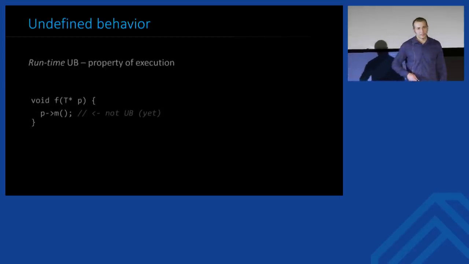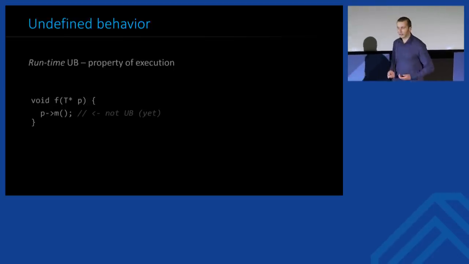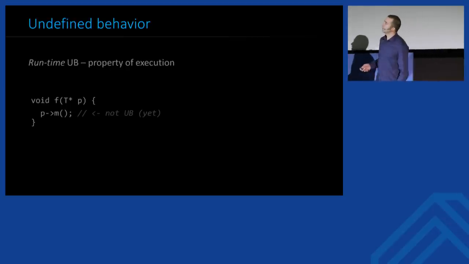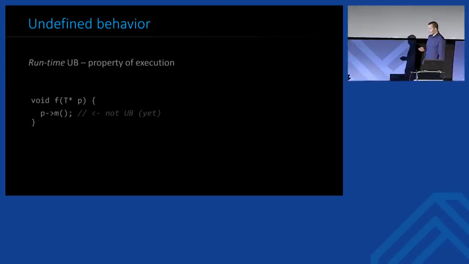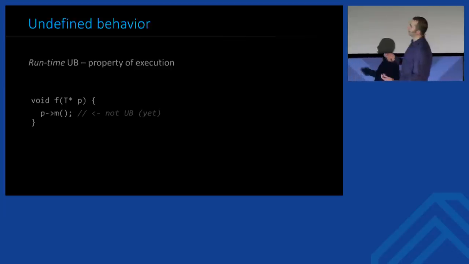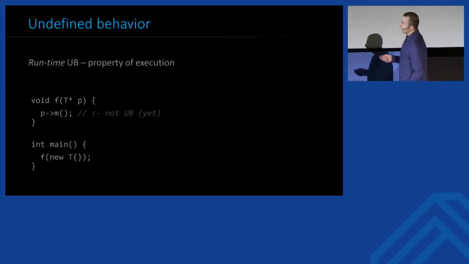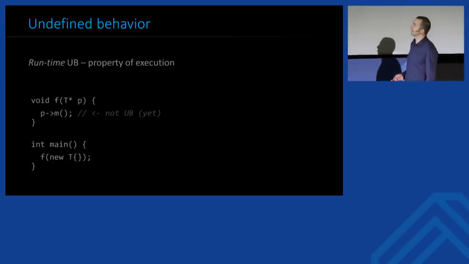We'll deal with something that I would call a runtime undefined behavior, which is the property of the execution of the program rather than the source code itself. Like here, we have a function that takes a pointer and dereferences it. And one important thing to observe here is that this is not undefined behavior. This code has some potential to invoke undefined behavior, but it is not undefined behavior itself, because it's possible that all the places in the program that use this function always give me a non-null pointer, which is fine, and there is no UB in the program.